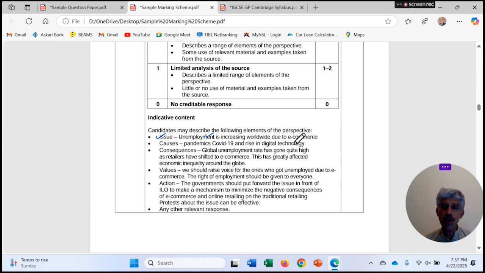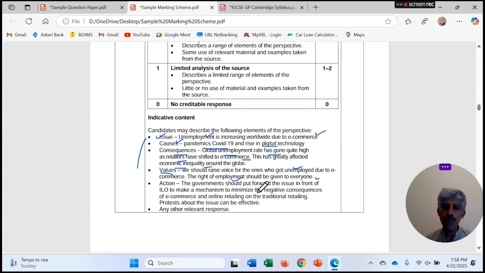Unemployment is increasing worldwide due to e-commerce. Causes: pandemic, COVID-19 and rise in digital technology. Consequences: global unemployment rate has gone quite high as retailers have shifted to e-commerce. This has greatly affected economic inequality around the globe. And then values: we should raise voice for the ones who got unemployed due to e-commerce. The right of employment should be given to everyone. So that is the value.